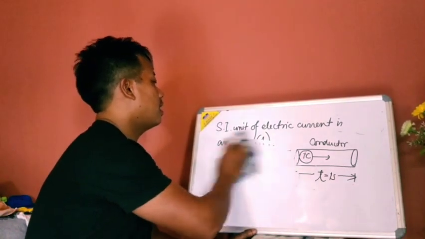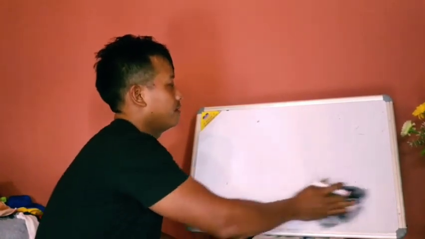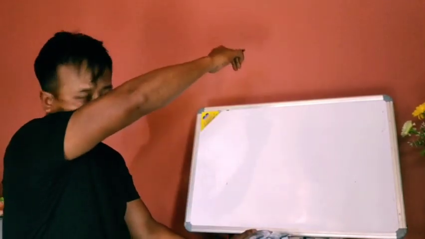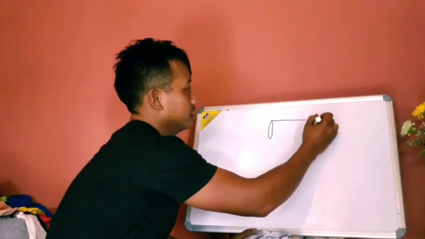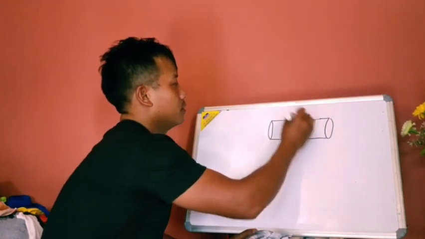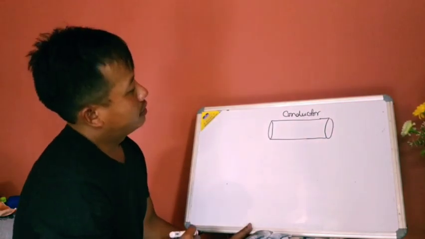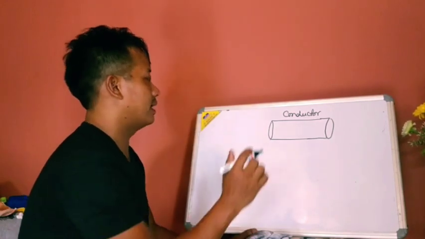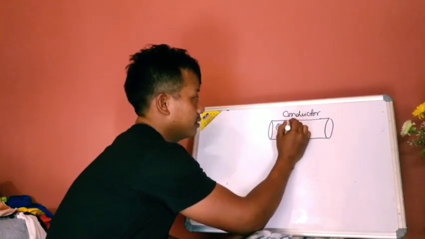Let us see how the electrons in a material behave when an electric field is applied. Suppose an electric field is applied by connecting a battery to the conductor. Suppose this is a conductor. Why do we call this material a conductor? Because it contains free electrons.